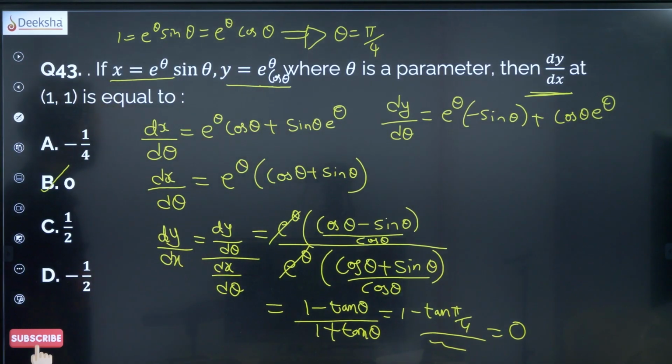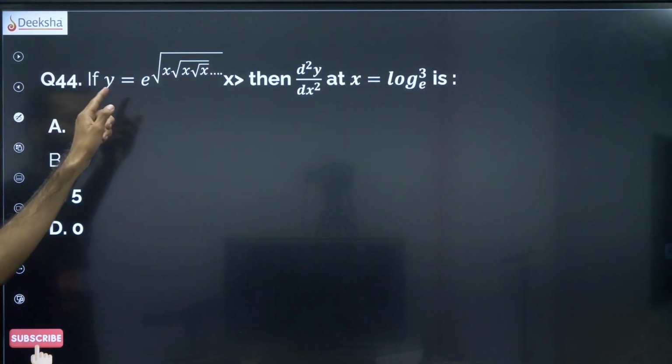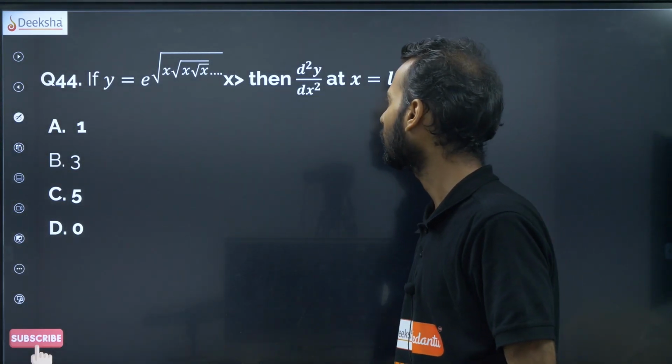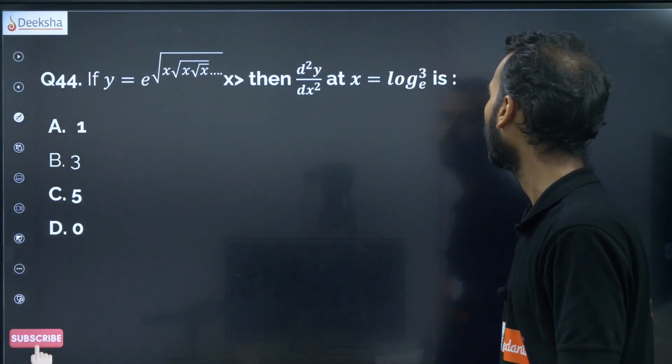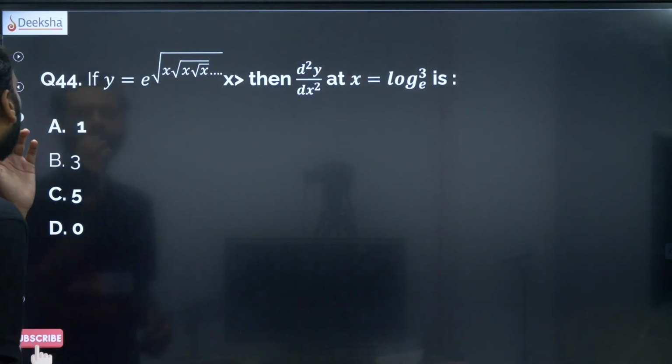So 0 is the answer. Moving on to the next question. Theta. Y is equal to e raised to root x, then find d2y by dx2 at x equal to log 3 to the base e. So to solve this question, what we have to do?